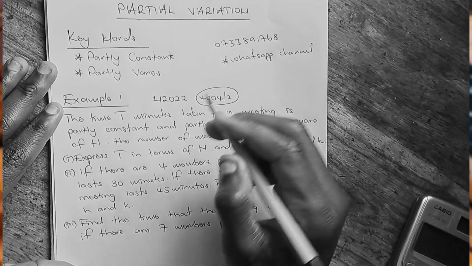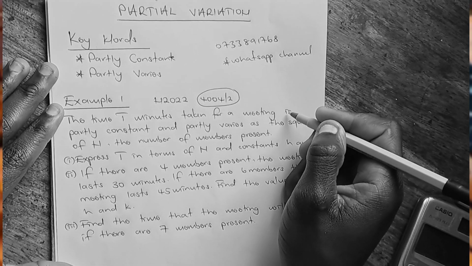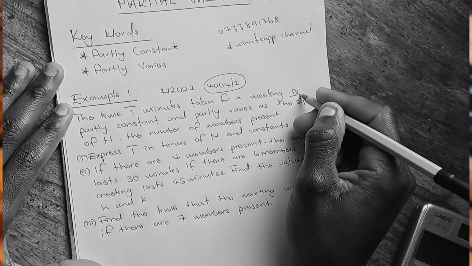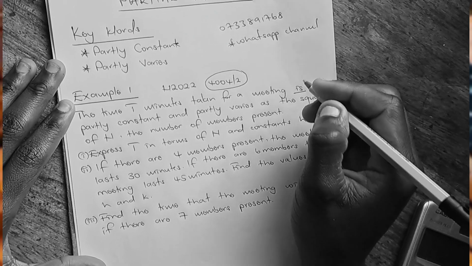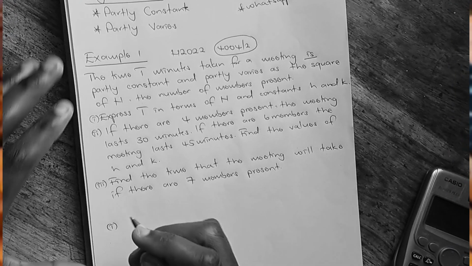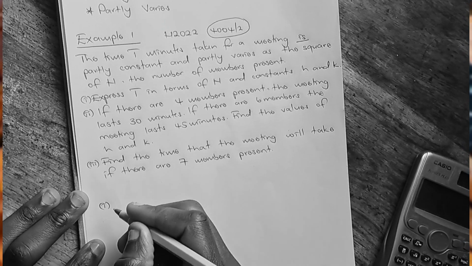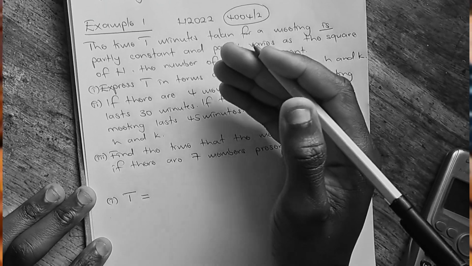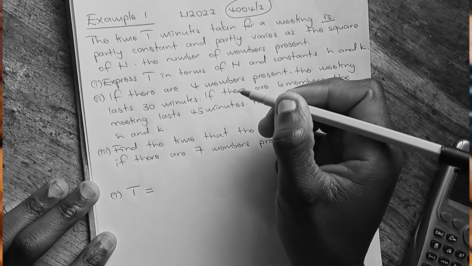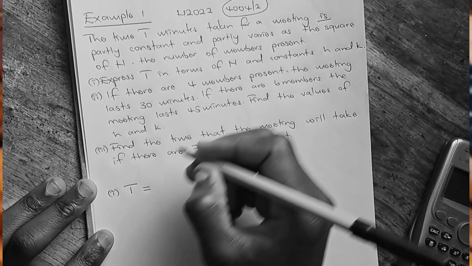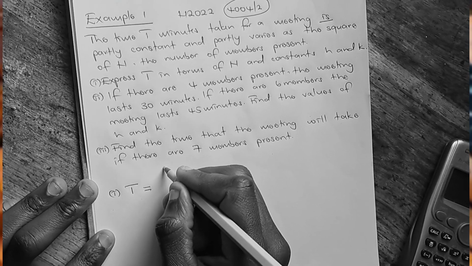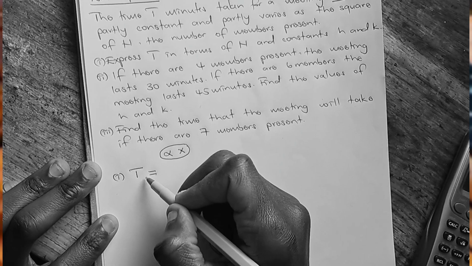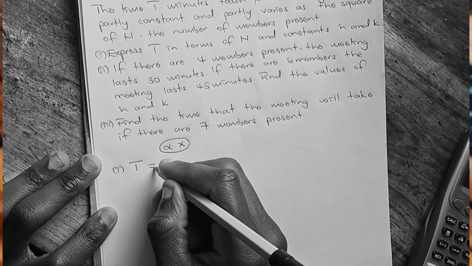So looking at this example, the time t minutes taken for a meeting, time t. If you are told that the time t, the keyword is, you would represent it with an equal sign. So we are going to look at item 1, our solution. So the time t is equal to. Unlike direct variation, inverse variation, joint variation, when you are dealing with partial variation, you just include the equal sign. You are not allowed to put the variation sign. This will be wrong. You'll be penalized. So you are going to include t is, you put an equal sign.